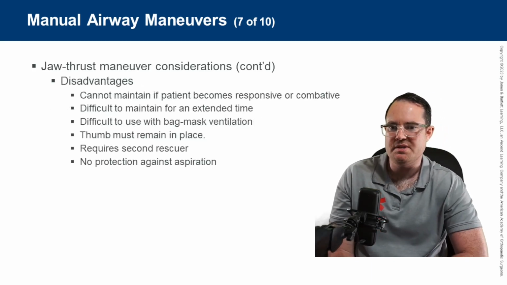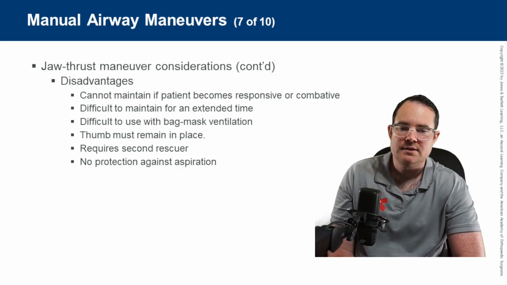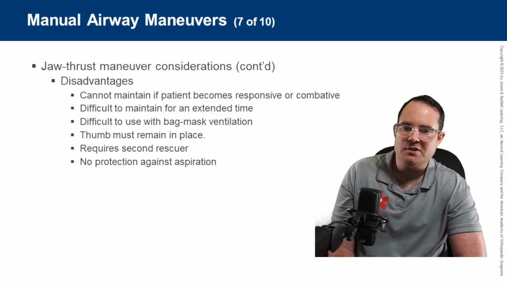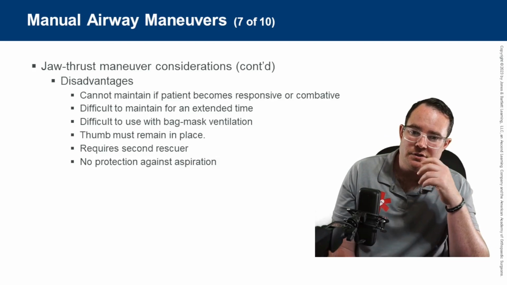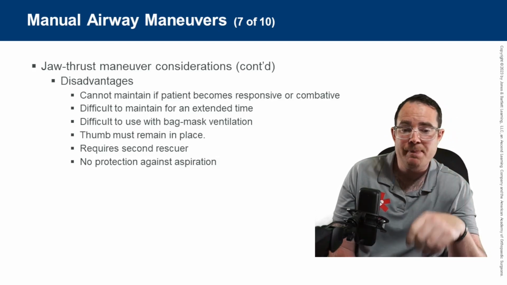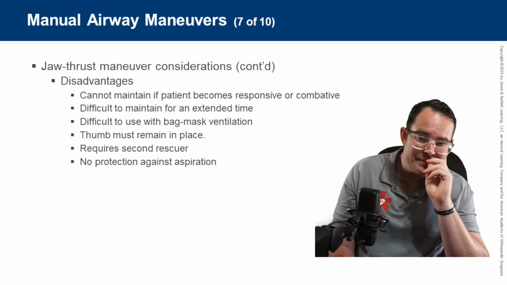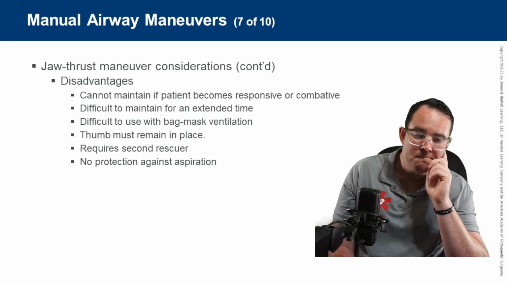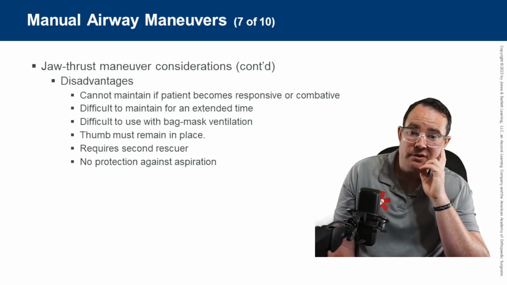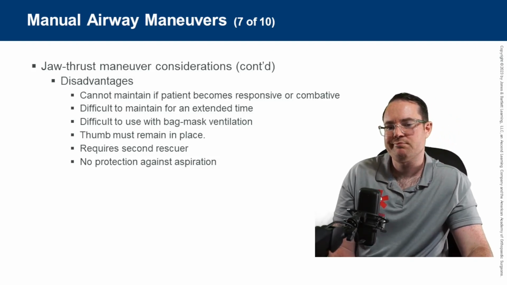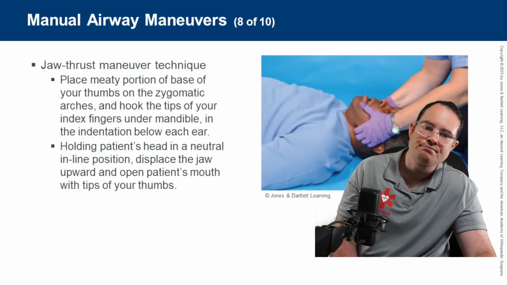Some disadvantages: can't maintain if the patient becomes responsive or combative. Good luck maintaining either of them. Difficult to maintain for an extended time. Yeah, your fingers start to get sore, tired. Difficult to use with a BVM. Yeah, it requires two people. One person holding the jaw thrust, the other person squeezing the bag. Thumb must remain in place. Thumb typically holds the mouth open. Requires second rescuer, like I said. All good disadvantages.